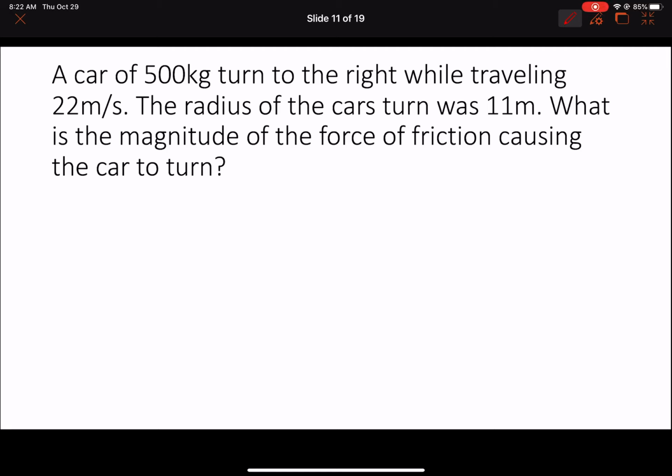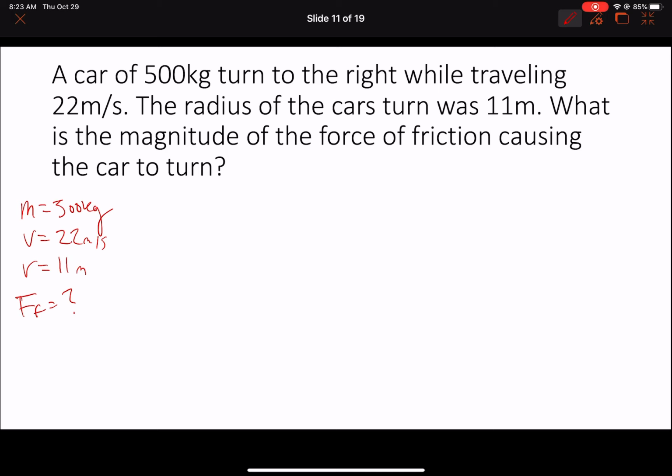Let's do an example. A car of 500 kilograms turns to the right while traveling 22 meters per second. The radius of the car's turn was 11 meters. What is the magnitude of the force of friction causing the car to turn? Okay. So I always like to first label my things. I have a mass. I have a velocity, a speed. I have the radius of our turn. And I want to know the magnitude of the frictional force that's causing the car to turn.